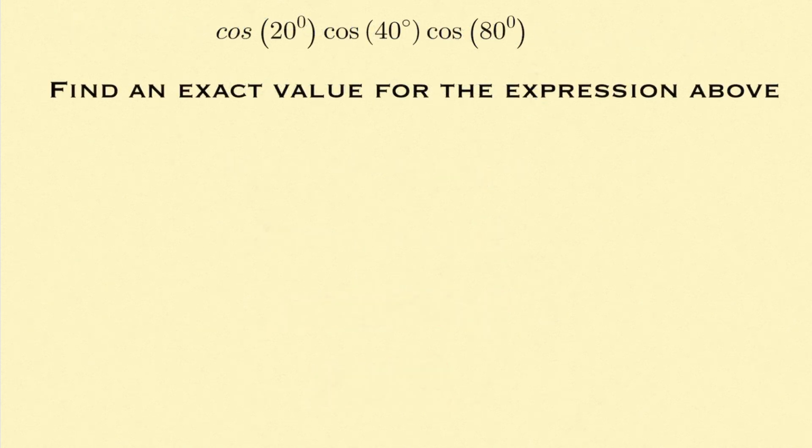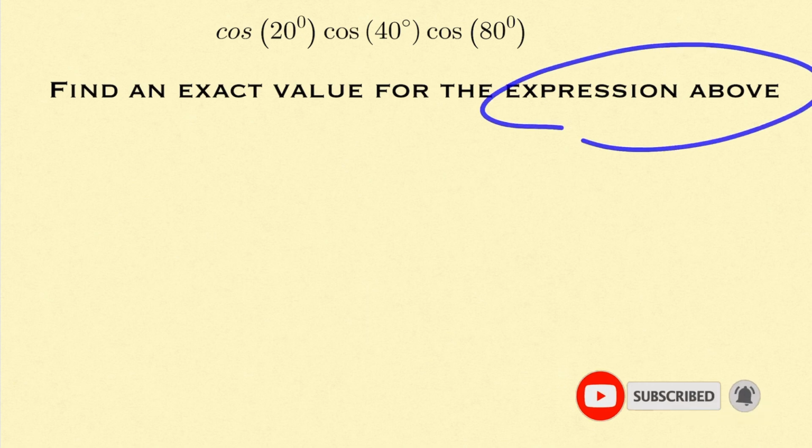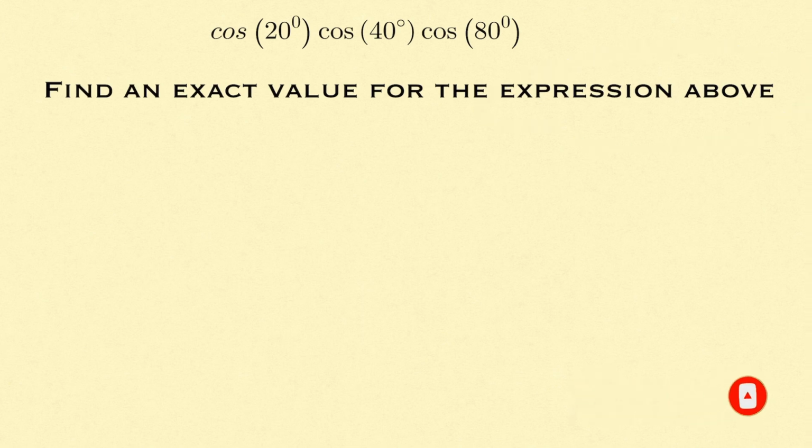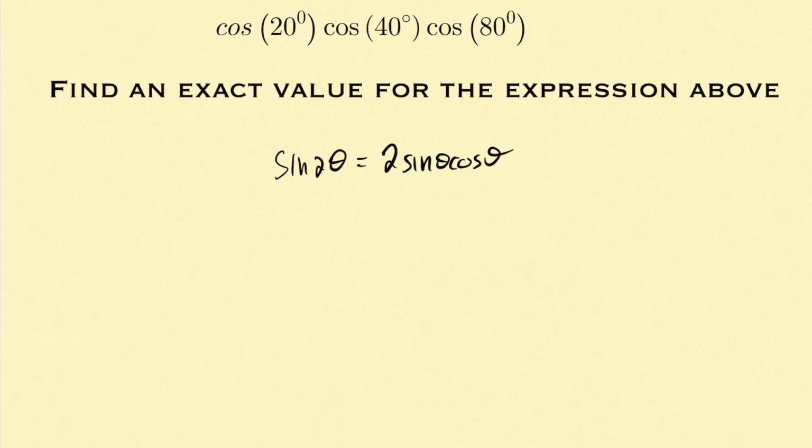All right, for the following question, they give you cos 20 times cos 40 times cos 80, and they want you to find an exact value for this expression. The idea with this one is you want to use the following formula to your advantage, so I want to be able to incorporate that into my expression here.